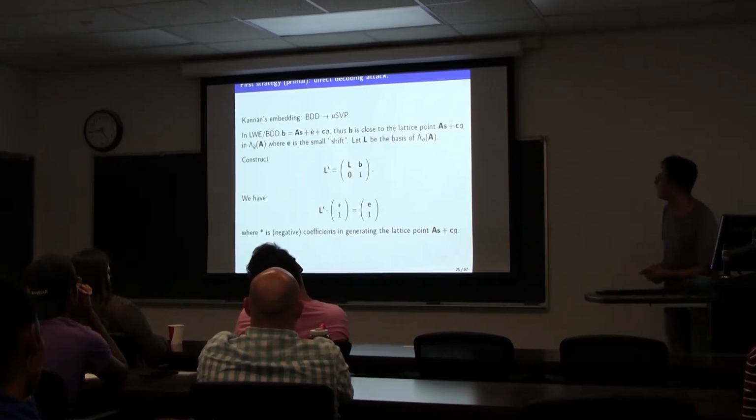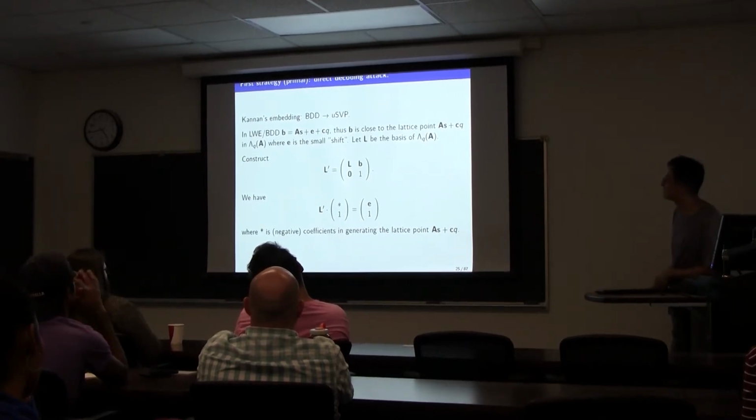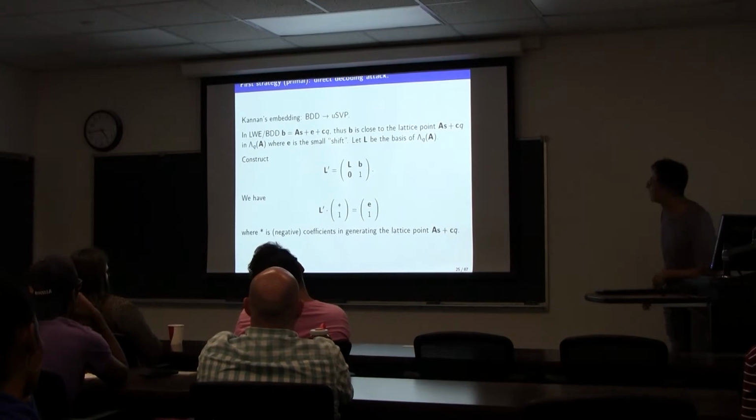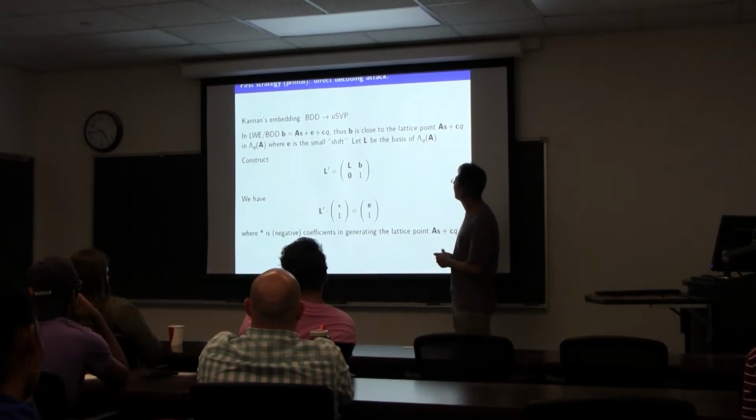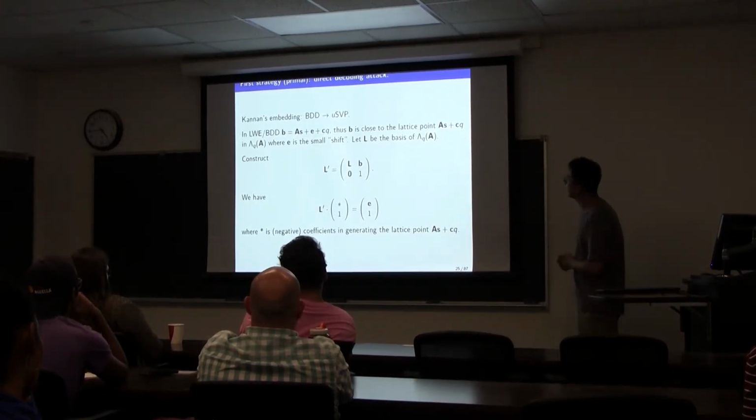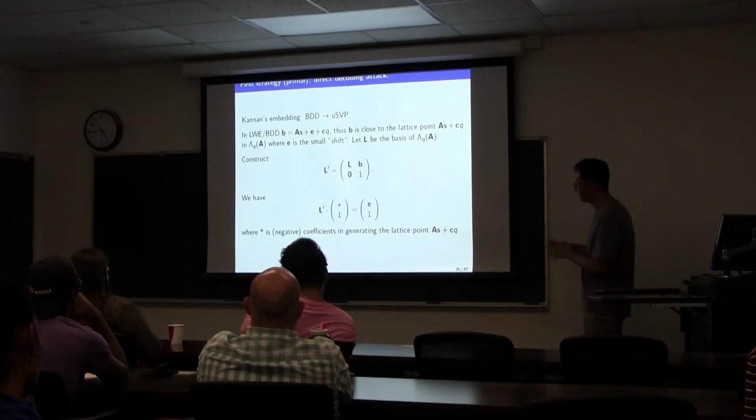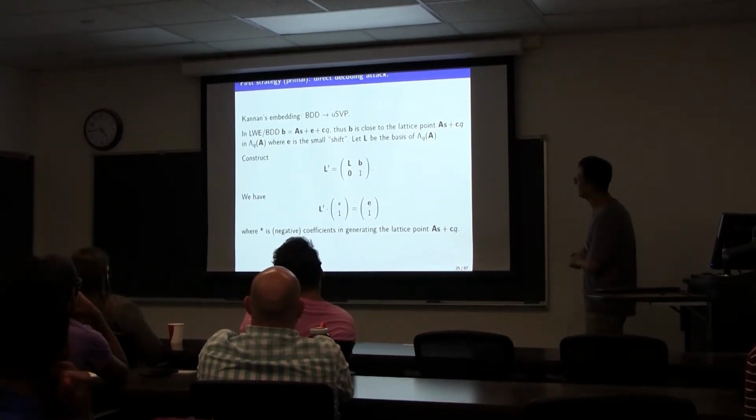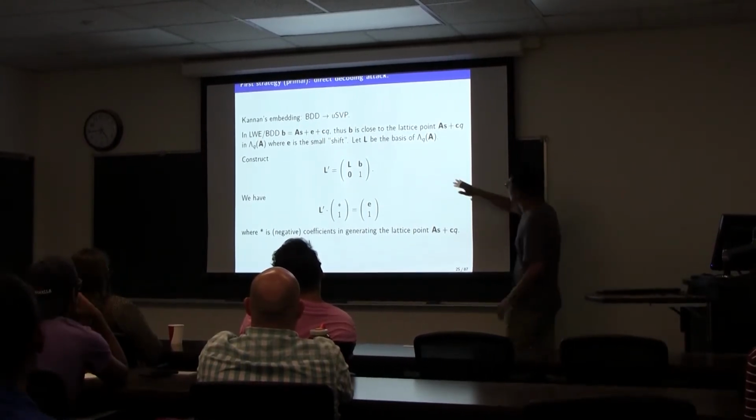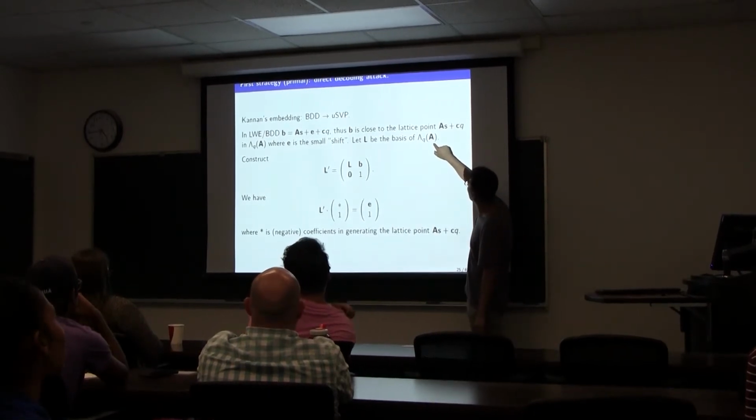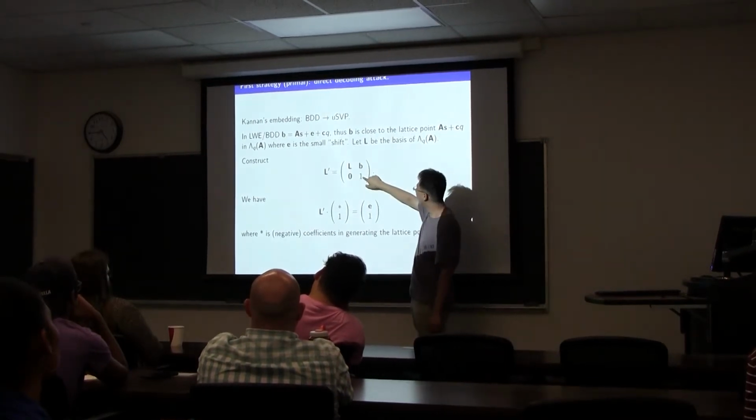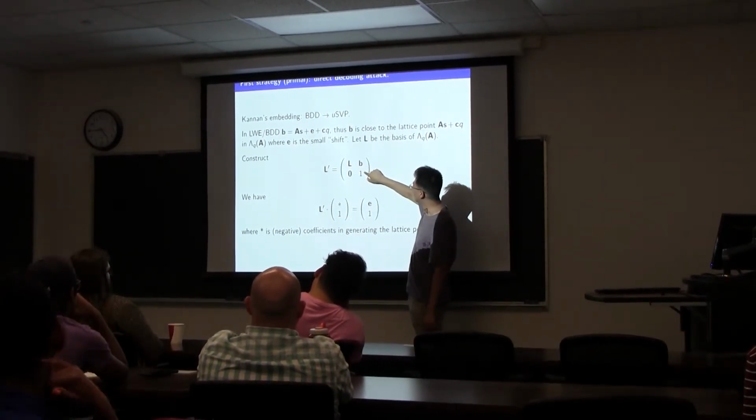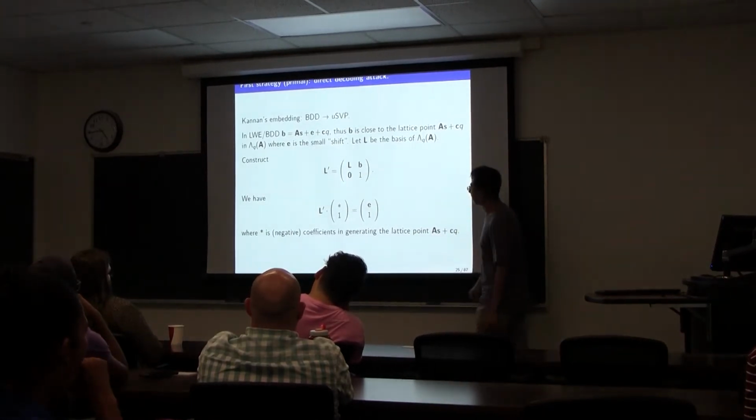To solve this BDD problem, we're going to use a technique called convex embedding. So B is AS plus E plus CQ, where E is small. B is close to the lattice point AS plus CQ. I will take L to be the basis of this lattice, and then construct another lattice basis with an extra dimension, and I put a 1 over here.